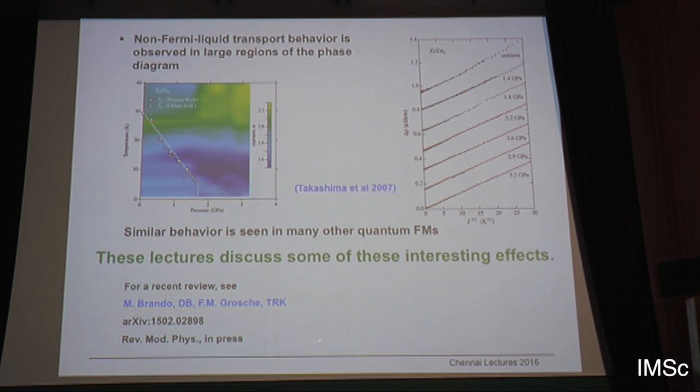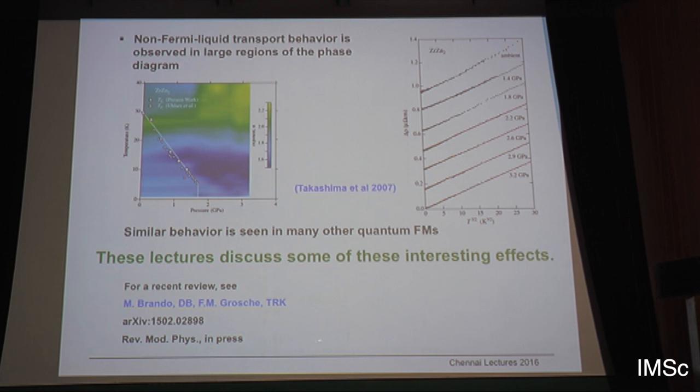OK, so any questions at this point? Yes. Okay, so the question is whether there are other indications of non-Fermi liquid behavior in these regions. In this region of the phase diagram, yeah. Other than the transport. That has not been looked at in detail for zirconium zinc 2.